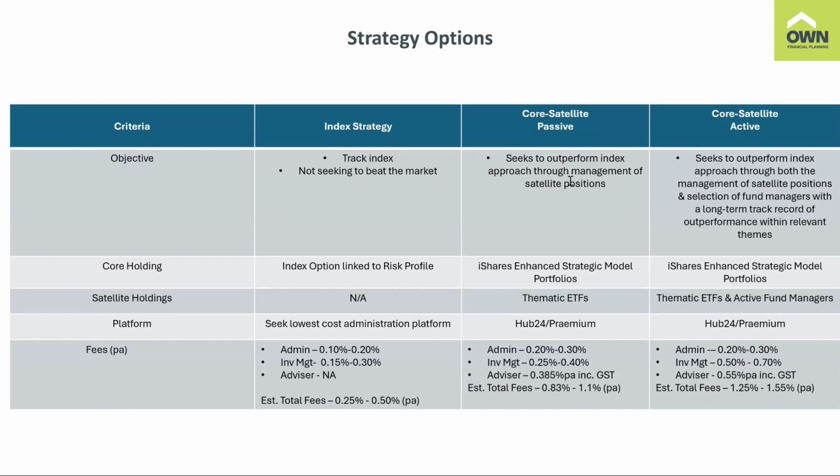For core satellite active, it's typically between 1.25 to 1.55% per annum, again for the same reasons, depending upon the mixture of the portfolio, and it's inclusive of a 0.55% per annum advisor service fee. And both these strategies are available on both the Hub24 and Premium investment platforms, both inside and outside of superannuation.